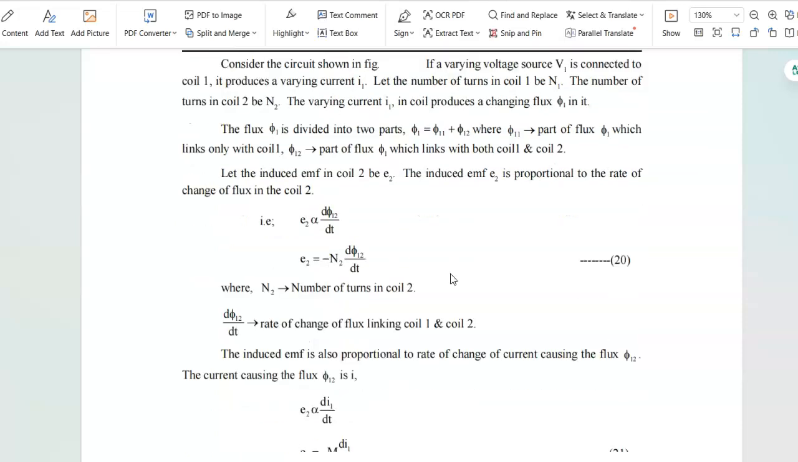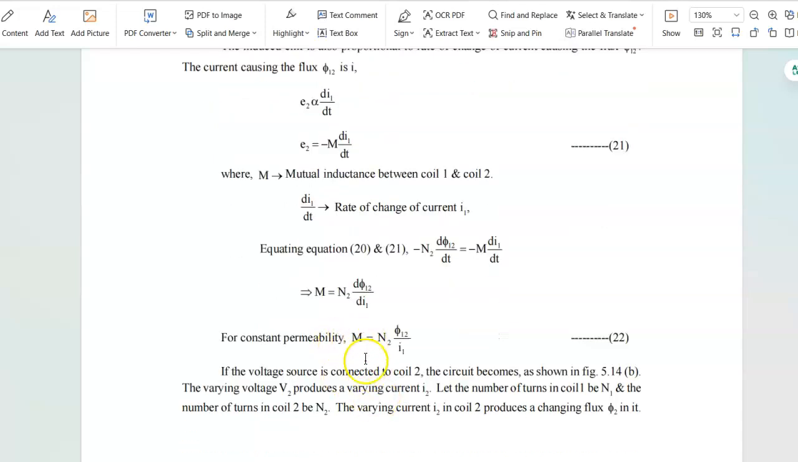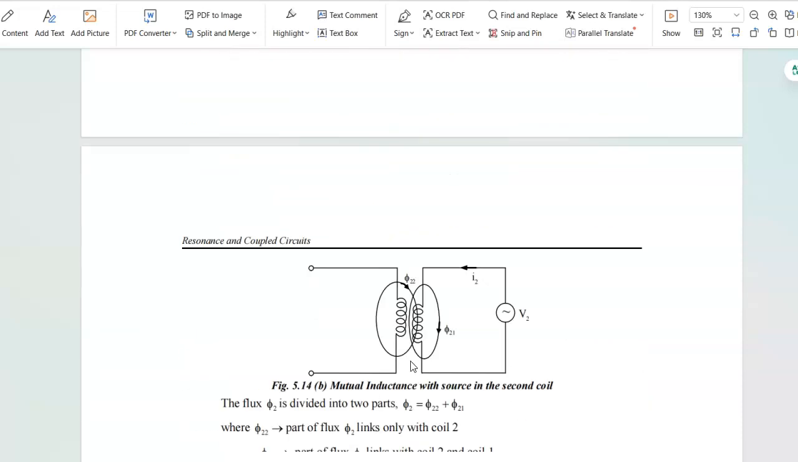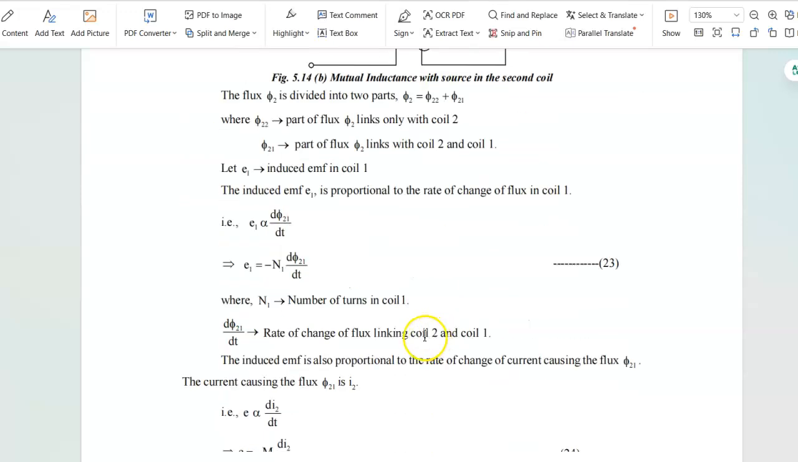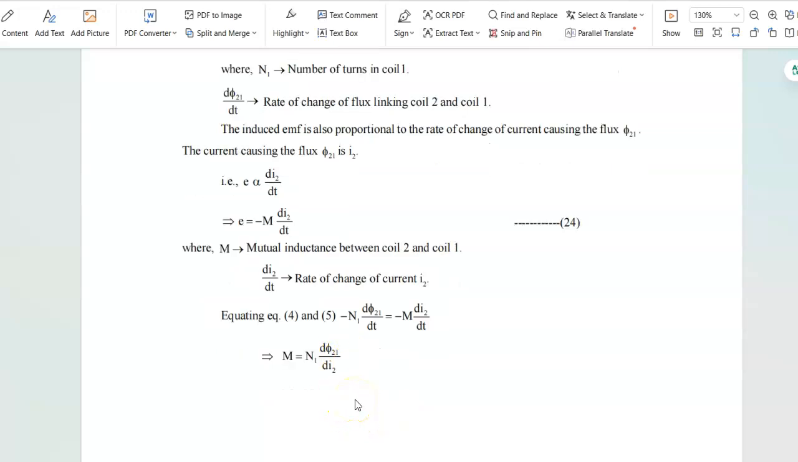The mutual inductance value is given by M is equal to N2 d phi 12 divided by di1. So for constant permeability, M is equal to N2 phi 12 by I1. So this is for one coil. If we take the second coil, the mutual inductance M becomes M is equal to N1 d phi 21 divided by di2. This M is because of I2, and the previous one which we have seen is because of the current I1. This is all about mutual inductance, self-inductance and coupled coils. Thank you.